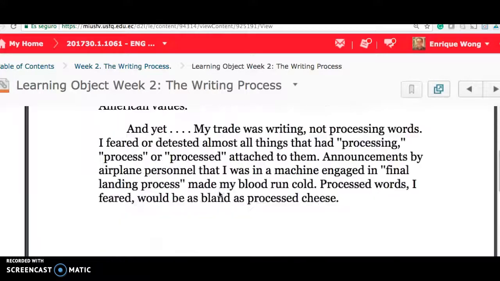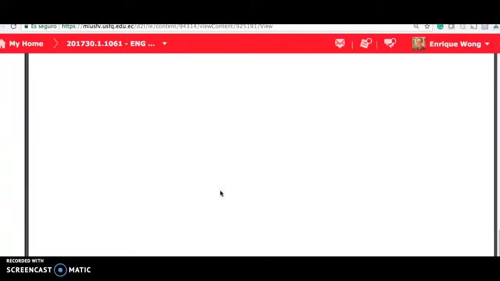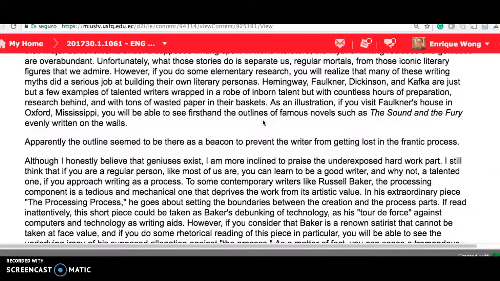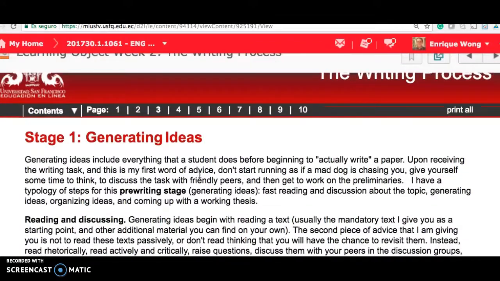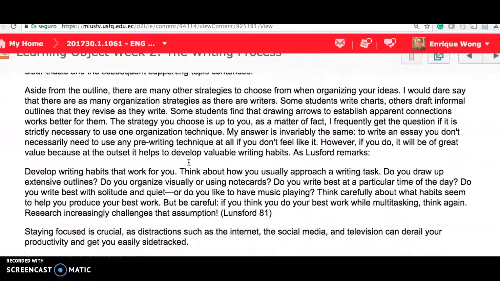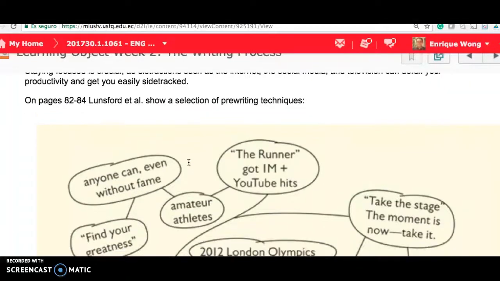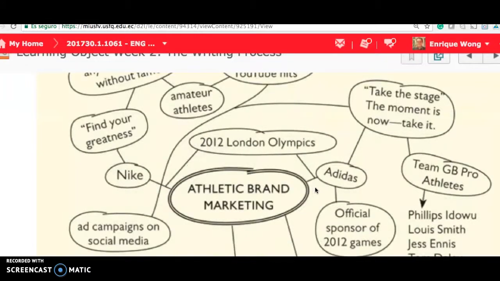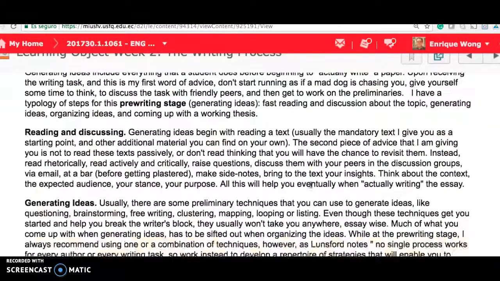So in this learning object, going back to the learning object, you have all my information about the chapters that you're reading, and also you have something important here, which is the pre-writing techniques to generate ideas and pre-writing techniques to organize your ideas. This is an example of a pre-writing technique. This is a cluster beginning from a core idea and then branching out into different directions, and this would help you tremendously when writing your essays.